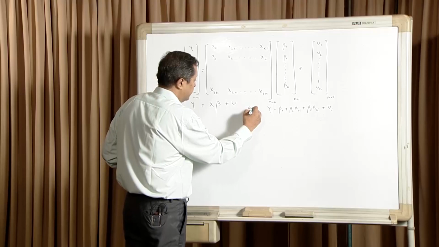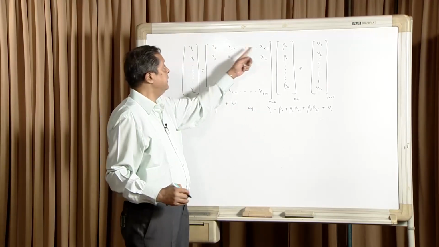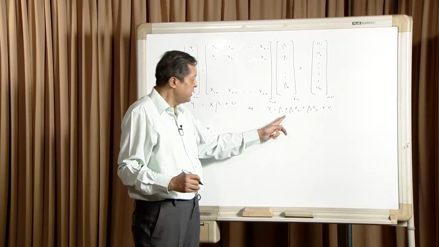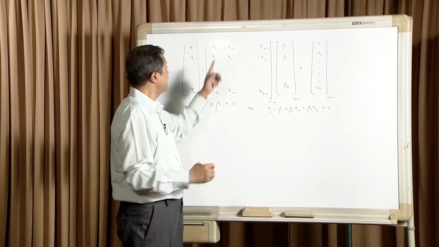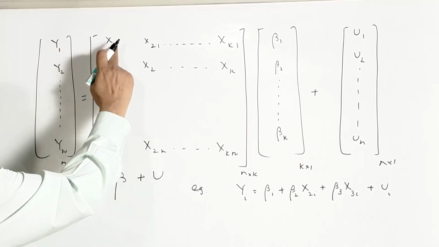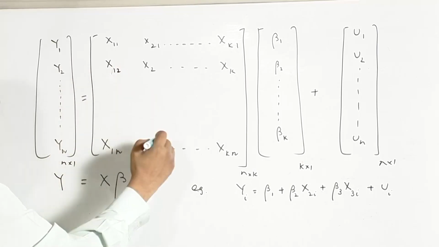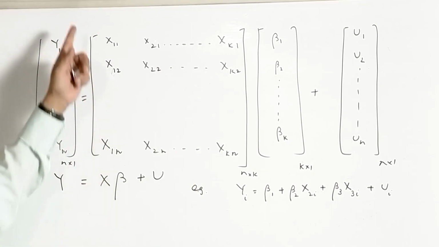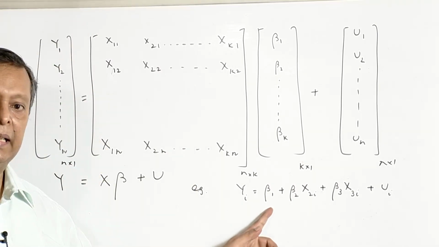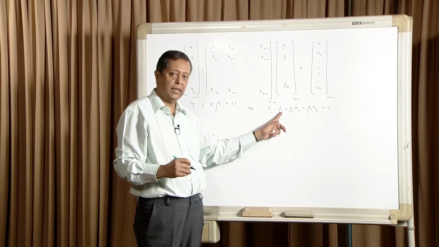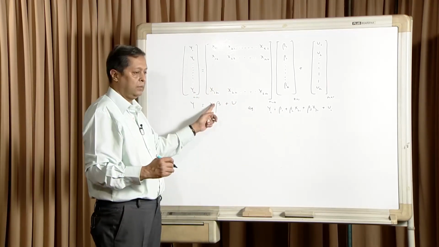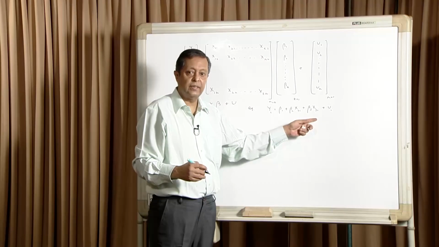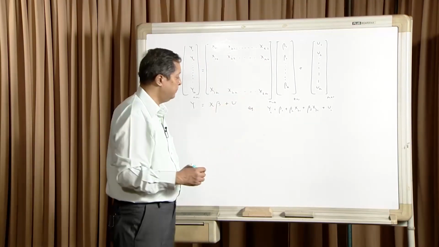This is an example. So, here k is 3: x 1, x 2, x 3. For this beta 1 we do not see any x, which means this x 1 is equal to 1. So, x 1 1 is equal to 1, x 1 2 is equal to 1, and so on. The first column is basically a unit vector which takes care of this intercept term. The x variable associated with beta 1 is 1 because beta 1 is an intercept. The other x variables are regular x variables.